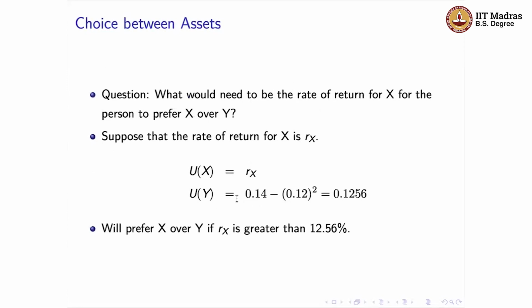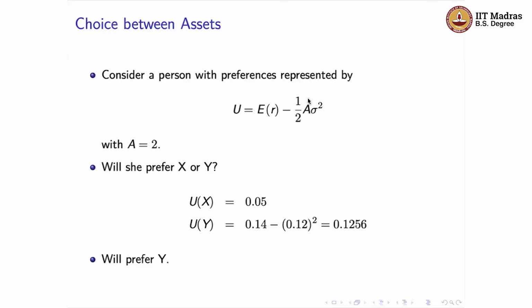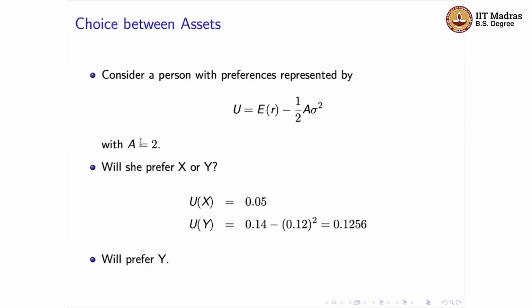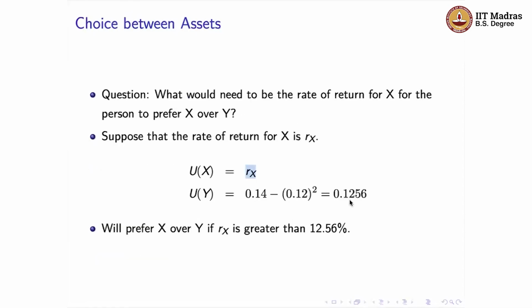So suppose that the rate of return for X is Rx, then the utility of X based on this utility function is just going to be Rx, right? Why is that? Because remember, sigma equals 0 for choice X, and so utility is always equal to expected return when it comes to choice X. And so utility is Rx. What about the utility from Y? Well, that's still going to be the same as we had here. Nothing is changing with respect to Y. And so you get that the utility of Y is 0.1256, right?